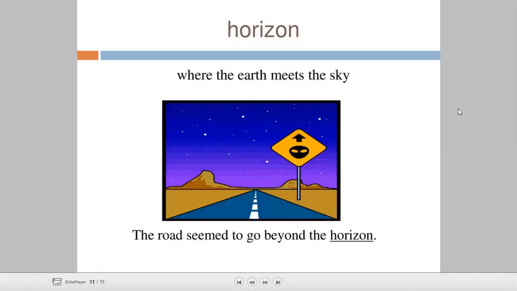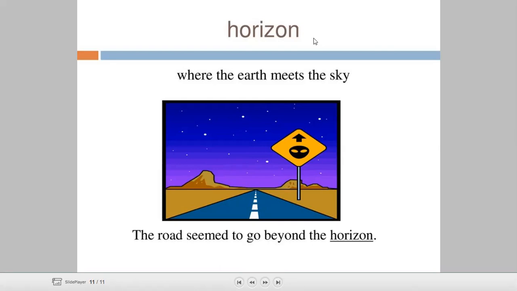Then we have horizon. Horizon is where the earth meets the sky. For example, I'm walking in the middle of the desert, and the last thing I can see is the mountains right here and the sky. The mountains meet the sky. This area right here, I call it the horizon. The road seemed to go beyond the horizon. In Arabic, I call it al-ufuq. These are a few words for general knowledge.